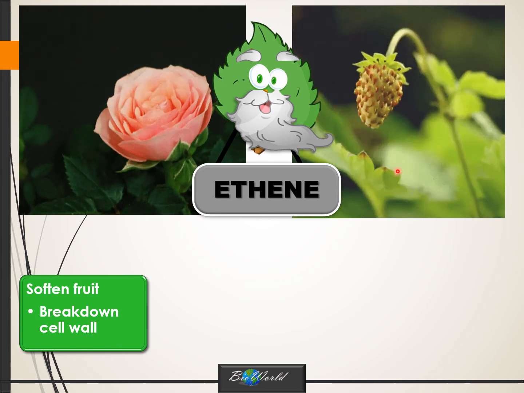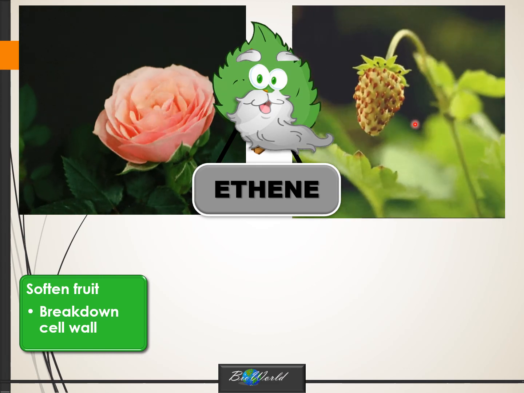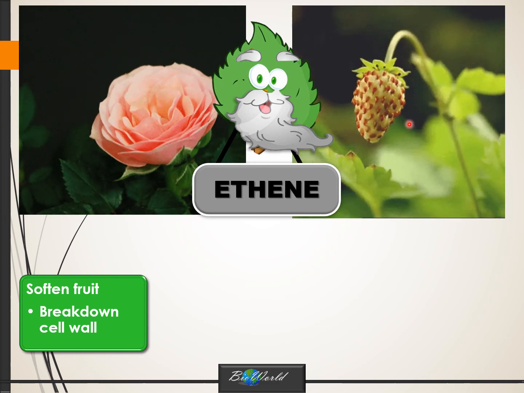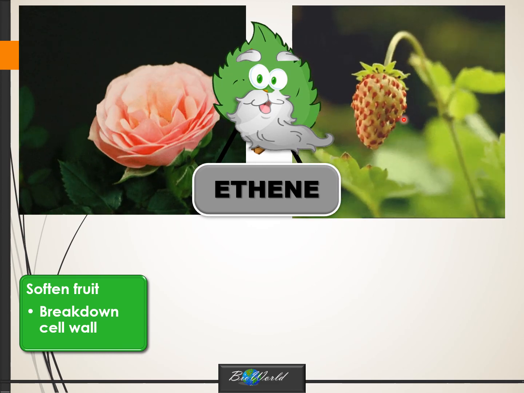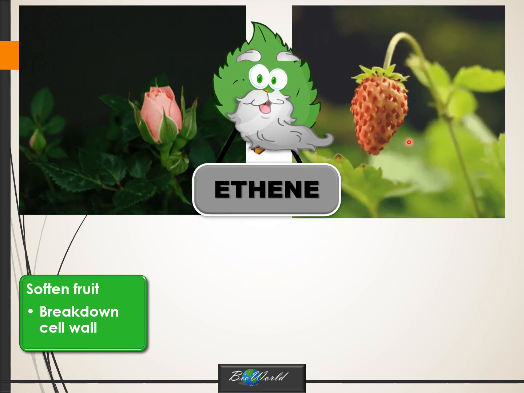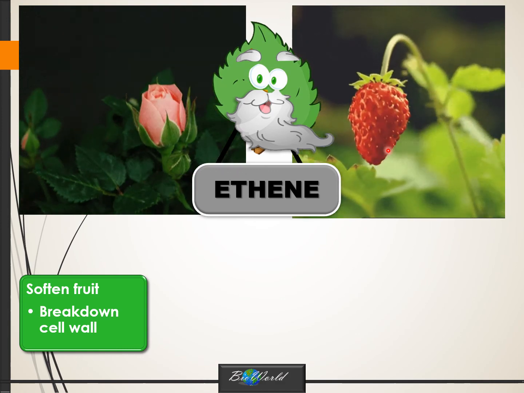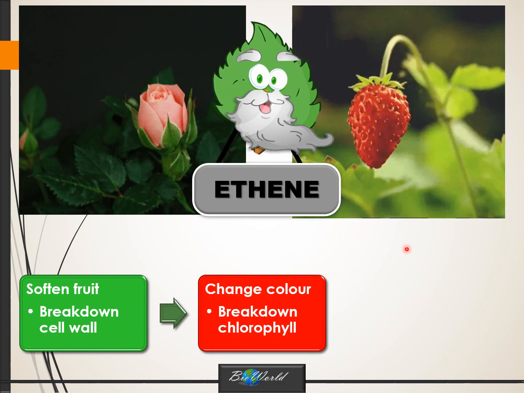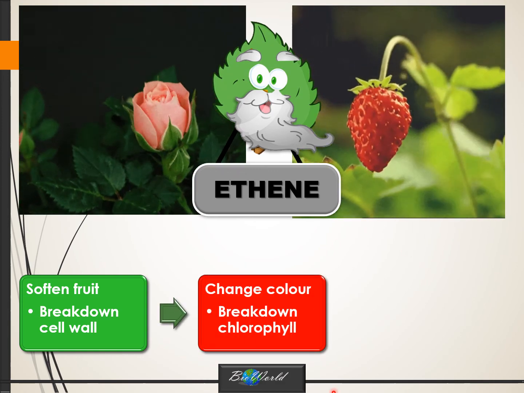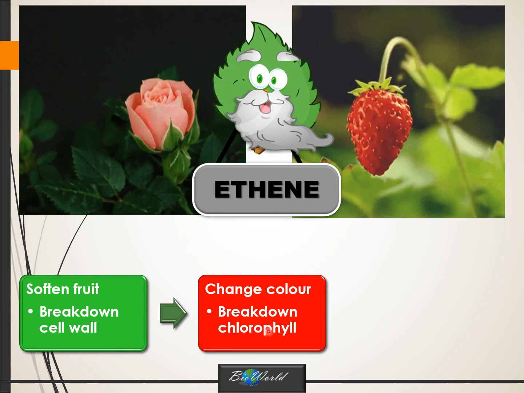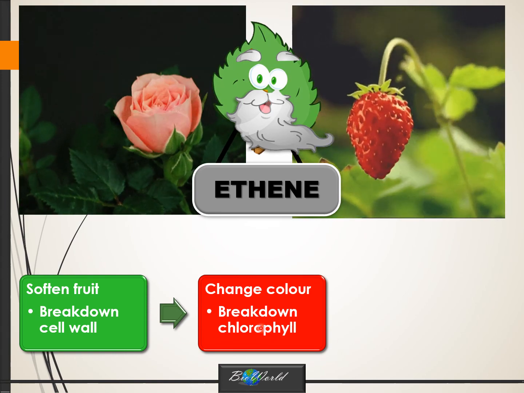Second change is the color. You will notice unripe fruits are usually green and ripe fruits become yellow, red or even purplish in color. The reason is because ethane will stimulate enzymes that will break down the green chlorophyll pigment in the fruits.